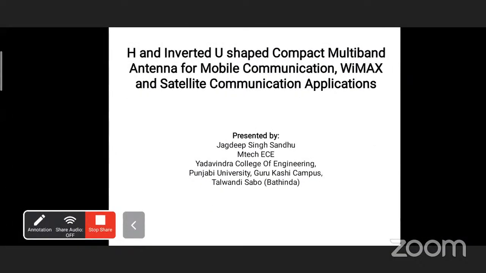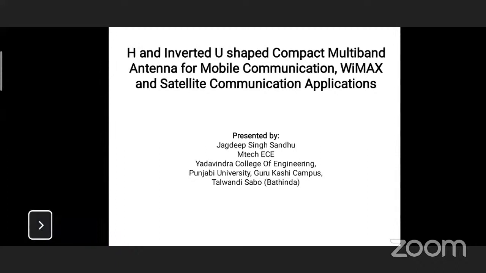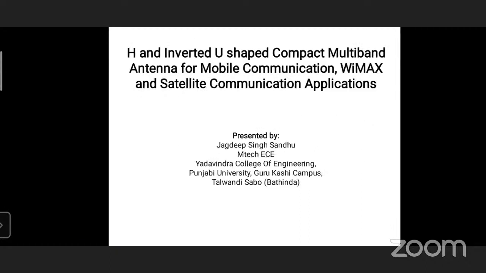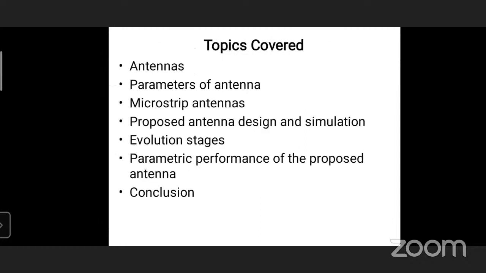Good evening, everyone. My name is Jagdeep Singh Sandhu, student MTech EC, Yadvindra College of Engineering. I'm here to present a research paper on H and inverted U-shaped compact multi-band antenna for mobile communication, WiMAX, and satellite communication applications. The topics covered in this presentation are: what is an antenna, the parameters of antenna, microstrip patch antennas specifically, the proposed antenna design and simulation, evolution stages of the proposed antenna, the parametric performance of the proposed antenna, and finally the conclusion.